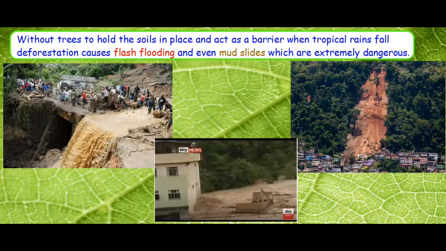Another issue to consider is that without trees to act as a barrier to heavy rainfall, rainwater is more likely to run off the land in huge quantities and cause flooding, washing soil with it as it goes. This is called landslides or mudslides, and it's really dangerous, especially since many people live in and around the rainforests of the world. Let's take a look at this news clip of a mudslide in Brazil to see the effects.